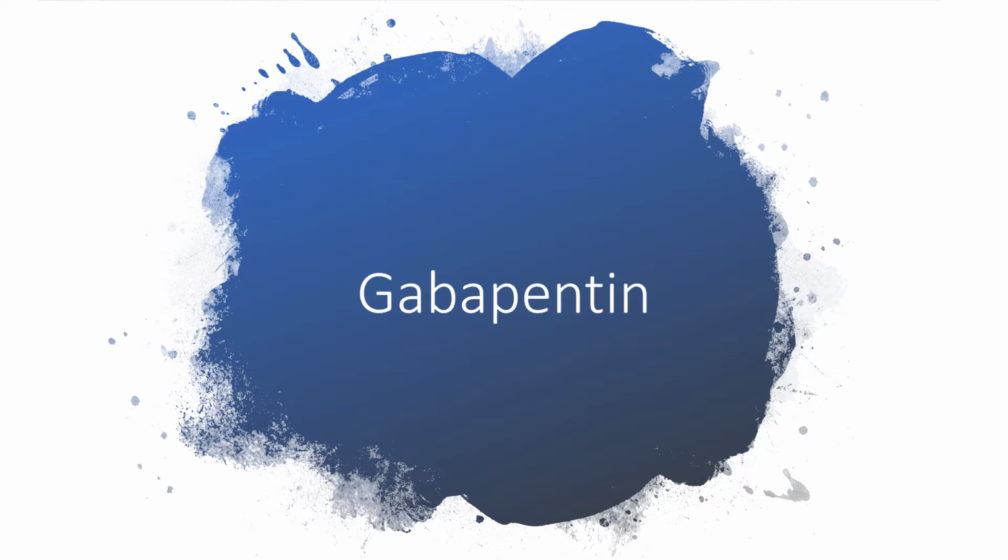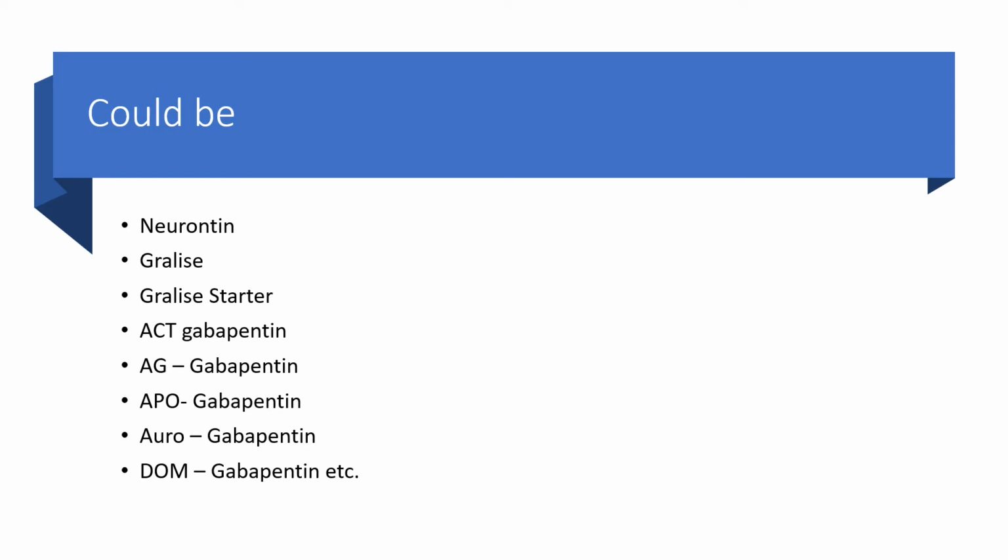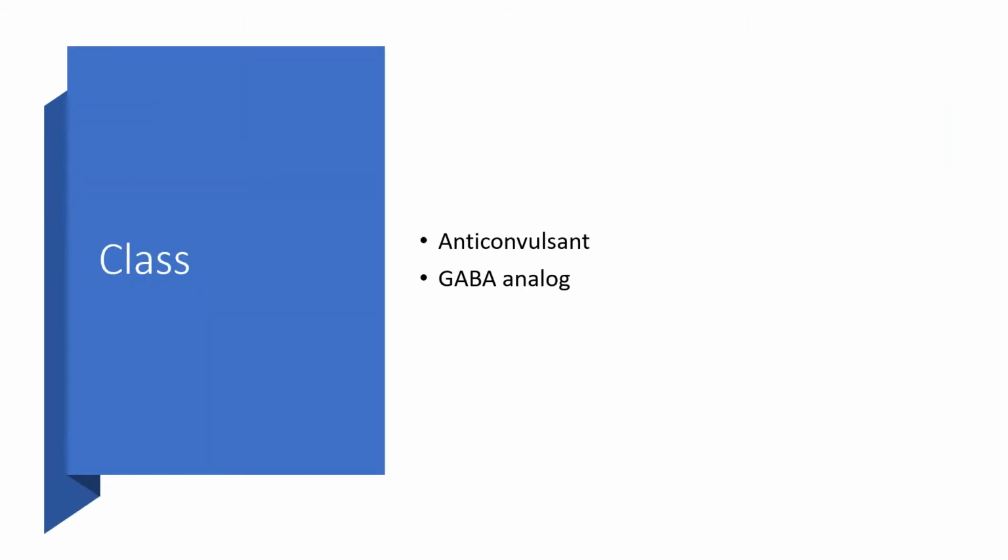Today I'll be talking about gabapentin. Gabapentin could come under different brand names such as Neurontin, Gralise, Triton, ACT gabapentin, AG gabapentin, Apo-gabapentin, Dom-gabapentin, and so on. Gabapentin belongs to the class of medications known as anticonvulsants and is also a GABA analog, that is, a gamma aminobutyric acid analog.